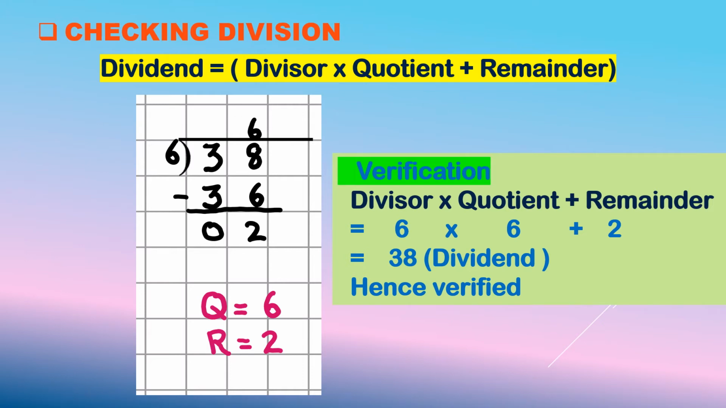Here in this division, 6 is your quotient and 2 is your remainder. To check, you have to multiply divisor into quotient, that is 6 into 6. Then you have to add remainder, that is plus 2. So you will get 38. And 38 is your dividend. Hence, your division is correct.